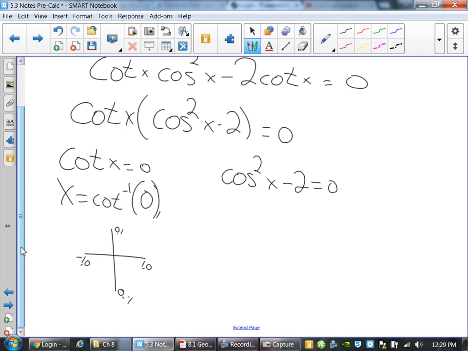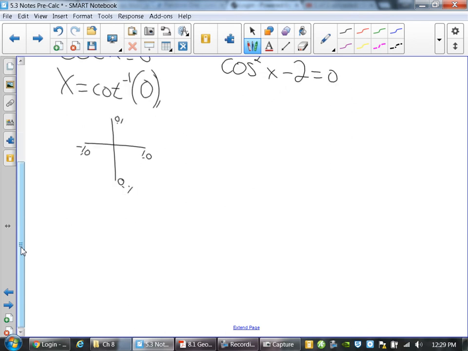I want to make sure that I have x over y, where the y value is 1 or negative 1 and the x value is 0. Where does that happen? Maddie, where did it happen again? 90 and 270, otherwise known as pi over 2 and 3 pi over 2. Are those 2 points equidistant from one another? Yes. So what would be the general solution then? Pi over 2 plus pi n. Okay? We okay with that?